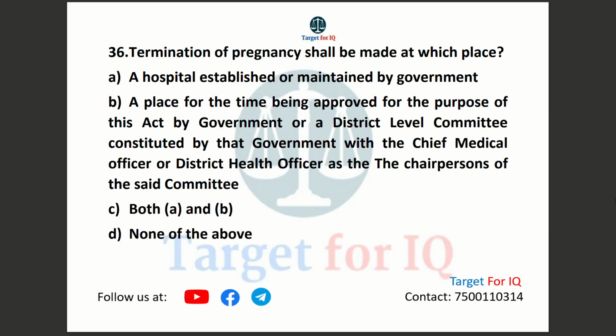Question number 36. Termination of pregnancy shall be made at which place? Option A, a hospital established or maintained by government. Option B, a place for the time being approved for the purpose of this act by government or a district level committee constituted by that government with the chief medical officer or district health officer as the chairperson of the said committee. Option C, both A and B. Option D, none of the above. So the correct answer to question number 36 is option C, both A and B.